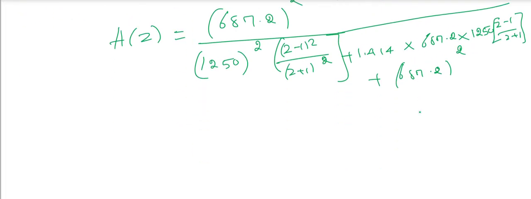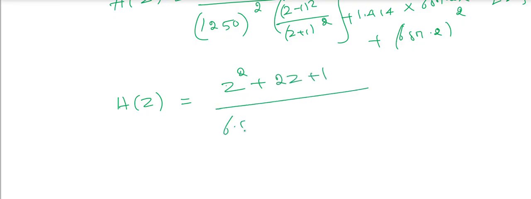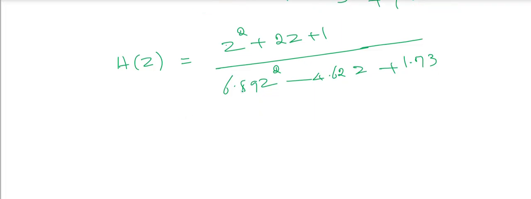Compute H of z, use a calculator step by step and find the value. I'll write the final values here; you just cross-check: H of z equals z square plus 2z plus 1 divided by 6.89 z square minus 4.62 z plus 1.73. You can take this denominator, the denominator coefficients, the denominator quadratic equation, in different ways.